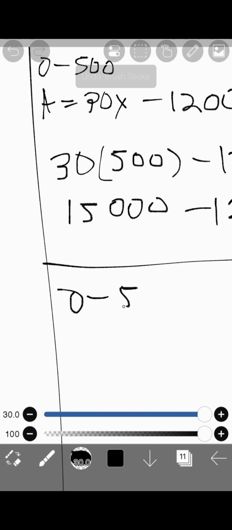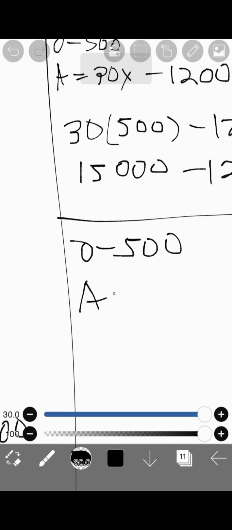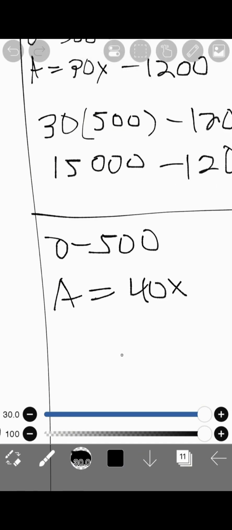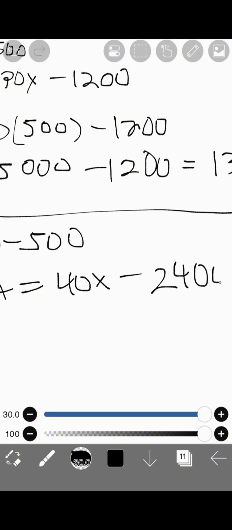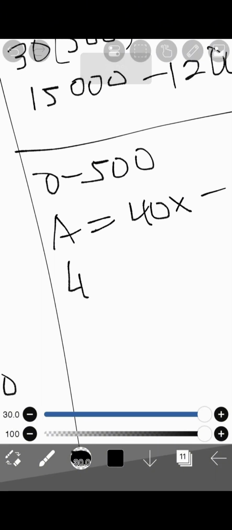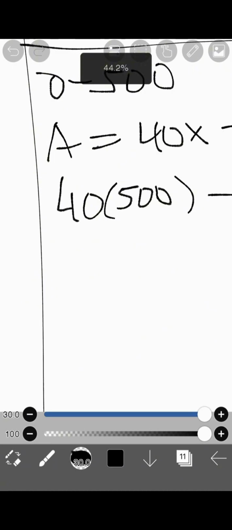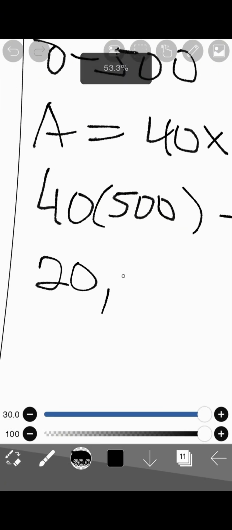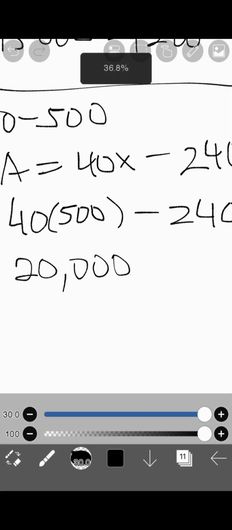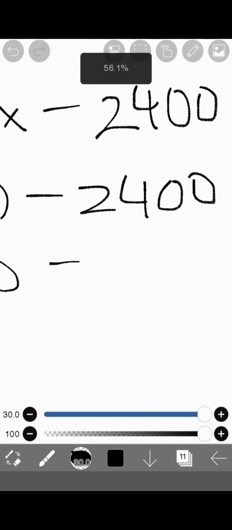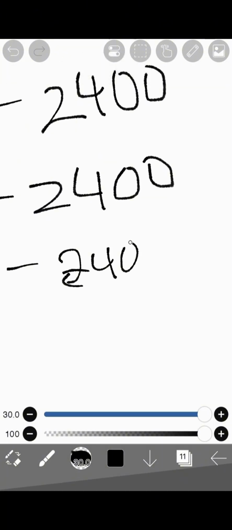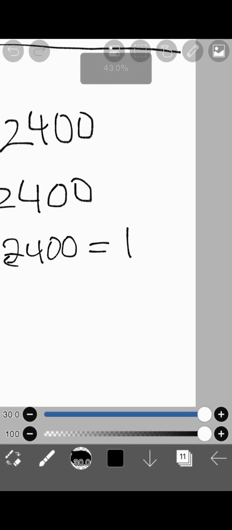So let's say for plan B, we have 40x minus 2400. So we have 40 times 500 minus 2,400. So 40 times 500 is 20,000. Then minus 2,400.